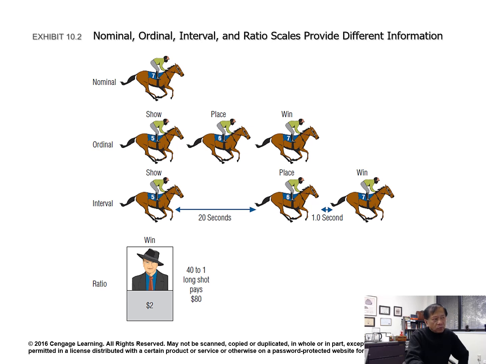Like from the first one, the win, to place is 1.0 second, but the place to show, second and third place, is 20 seconds apart. Right? And if someone bet on that, win 40 to 1 long shot, pays $80 using the dollar amount, that's a ratio scale. Okay?